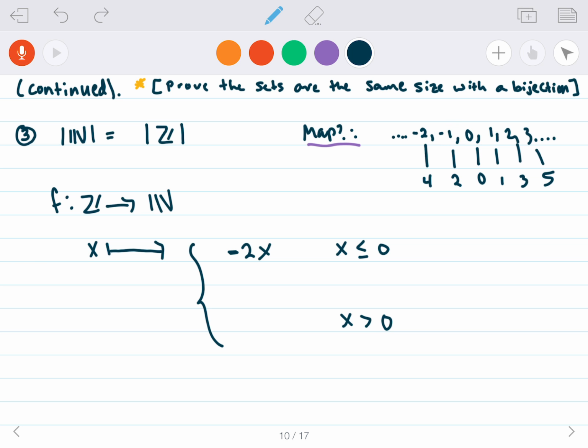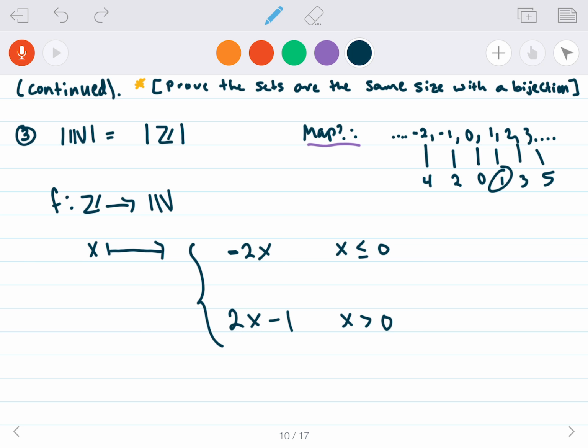And then if my integer is bigger than 0, I want to send it to all the odd integers. So I want to send it to 2x minus 1, okay? And you can play with it and check it. When I plug in x is 1, I get 1. When x is 2, I get 3, and so forth.